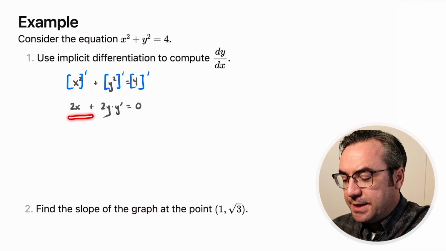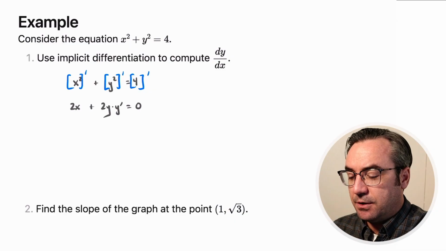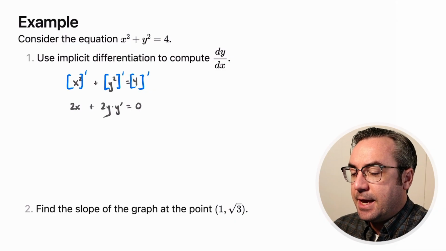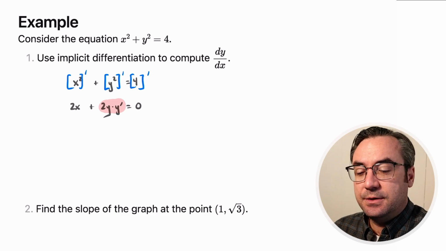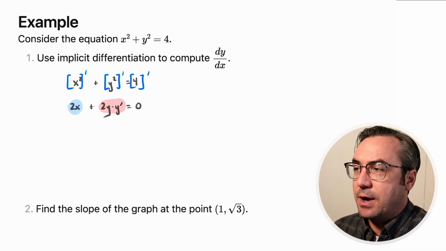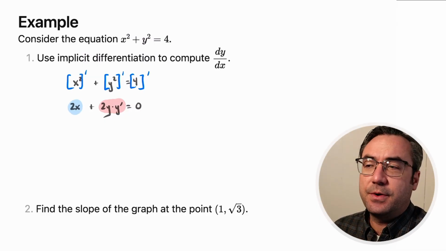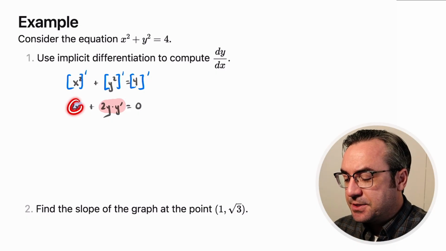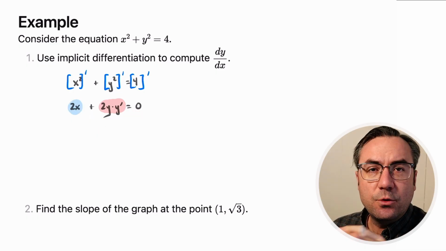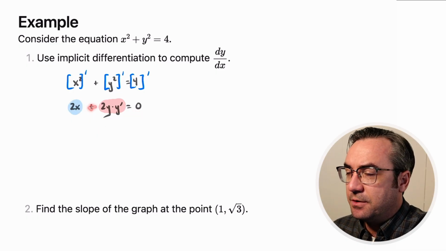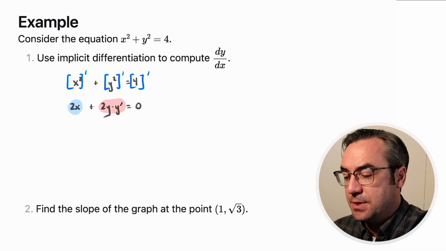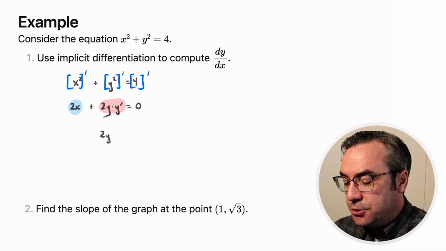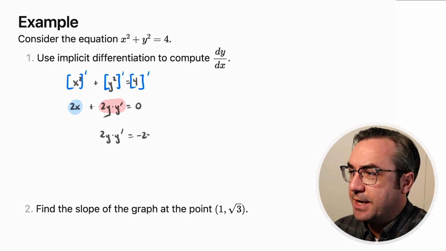All right, so once we get to this equation, now we want to solve for y prime. The way we're going to do this is we're going to get all the terms with y prime on the left-hand side of our equation, and all the terms that don't have y prime, we're going to move to the other side. So this 2x, we're going to move it over. The way we move terms around when there's addition involved is with subtraction, so we're going to subtract 2x from both sides. If we do that, we get 2y times y prime is equal to negative 2x.